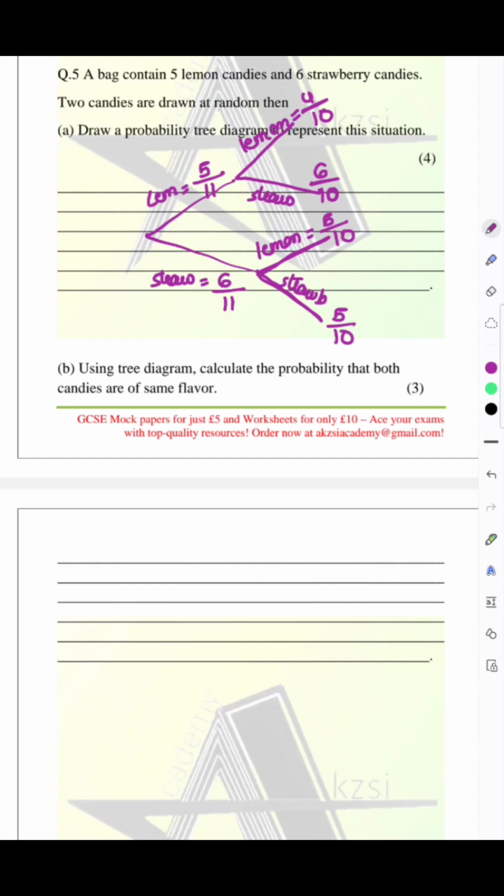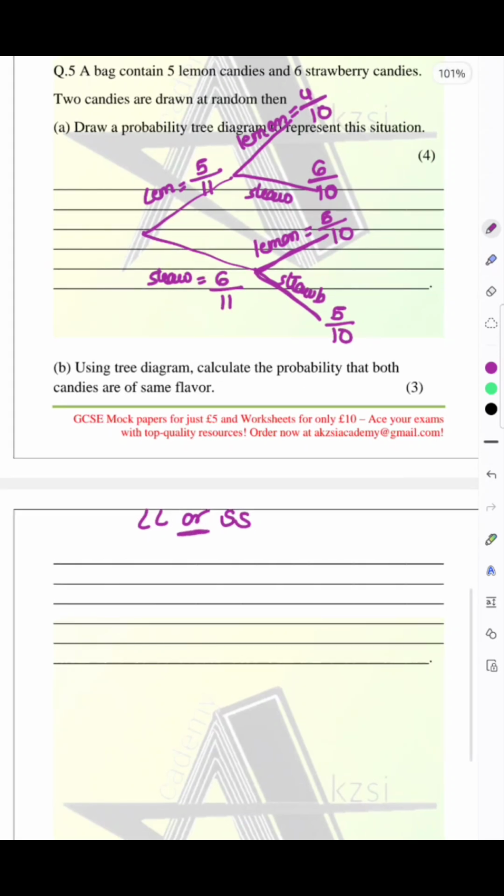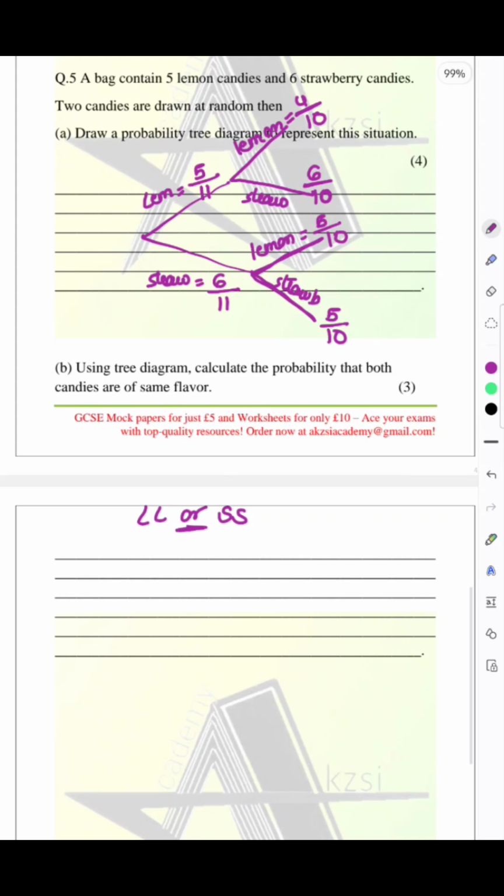The question says, using the tree diagram, calculate the probability that both candies are of the same flavor, same color. That means lemon, lemon or strawberry, strawberry has to be the same. So if he's picking only 2 candies, either he can pick both lemons or he can pick both strawberries. If we have 'or' in between, in probability, we have to add it. If there is 'and' in between, we always multiply the probabilities. So probability of picking lemon and lemon, or probability of picking strawberry and strawberry.